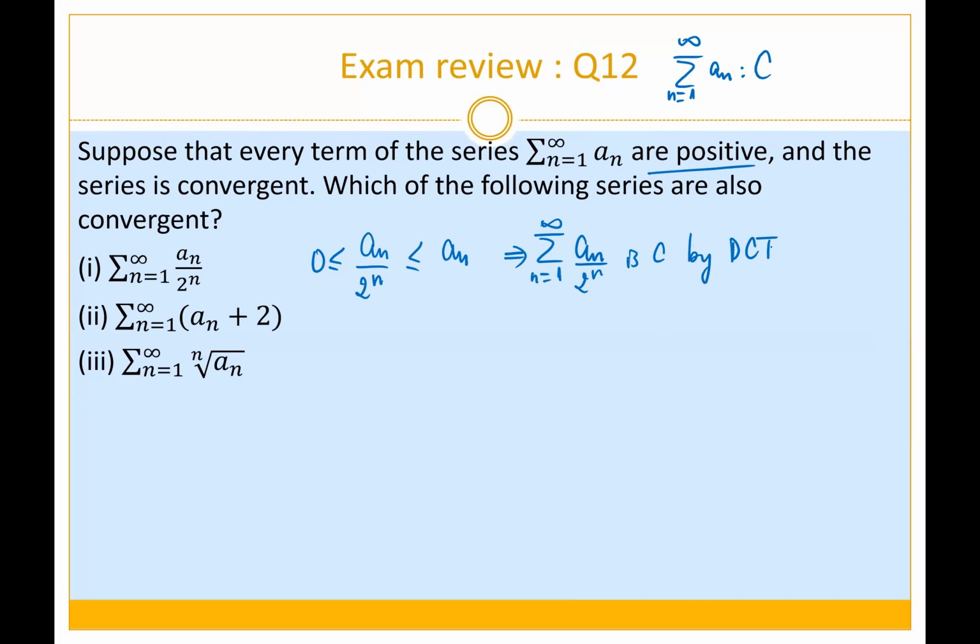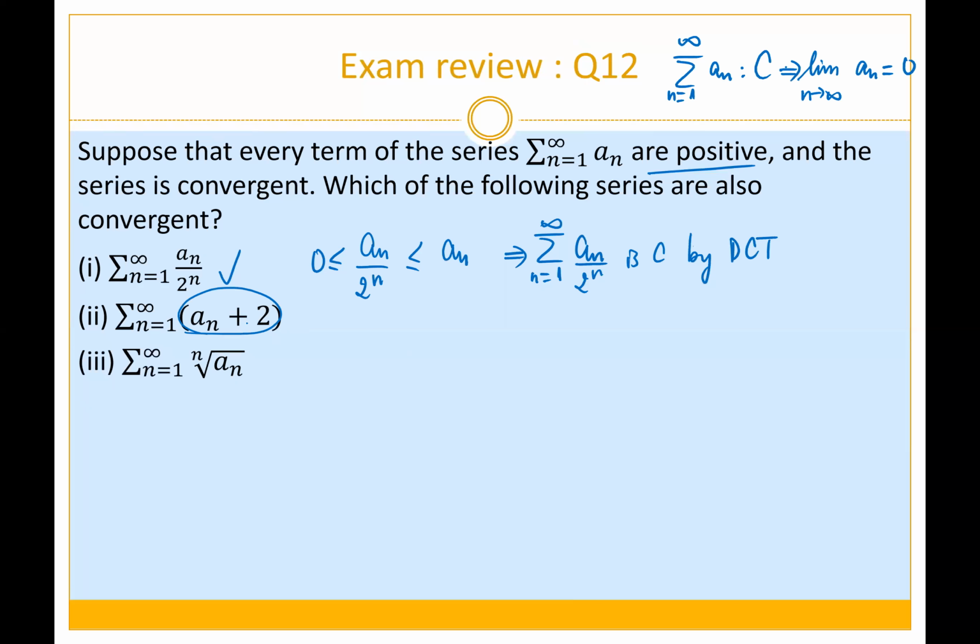And so this one is convergent. Now let's look at the next one. When you have a limit of, this one is convergent, right? And so you have the limit of n approaching infinity of a_n is equal to 0. That is the property of a convergent series.